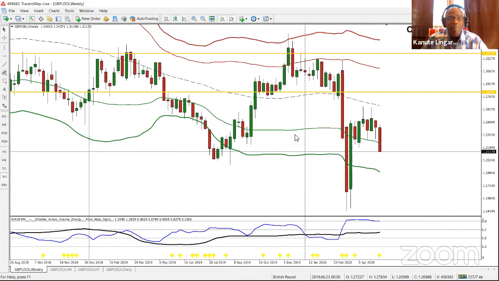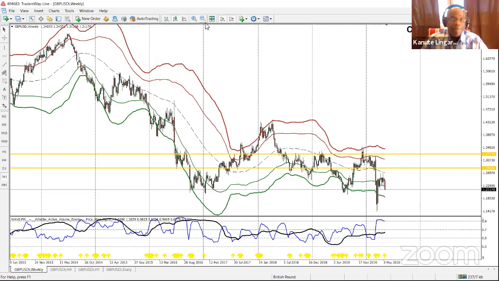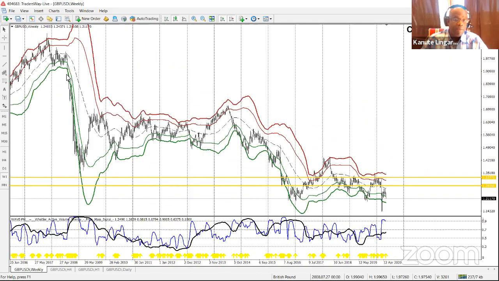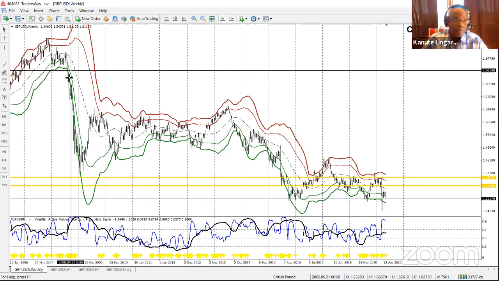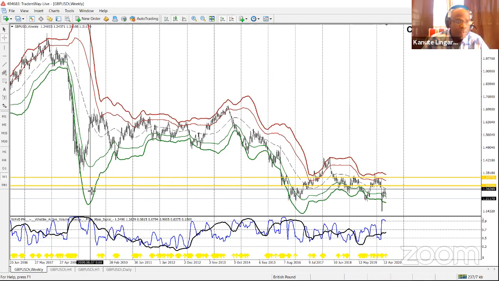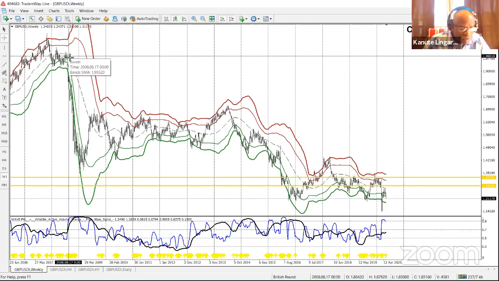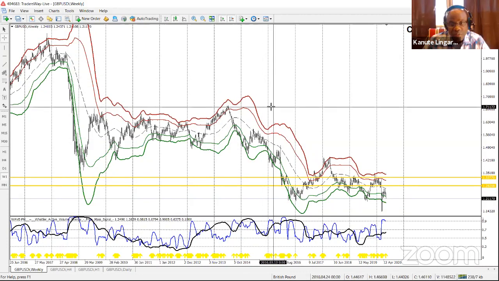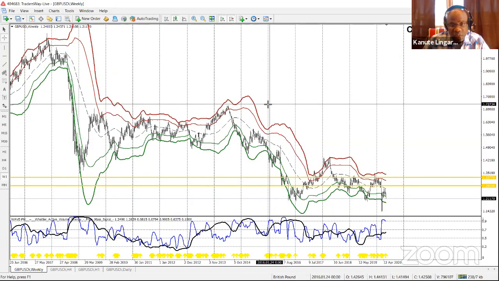What about the weekly? It does it there too. It just hasn't done it in a long time. Look, the last time it expanded was here. That expansion started in 2008. Wow, 2008 was the last weekly one. There's another one here.